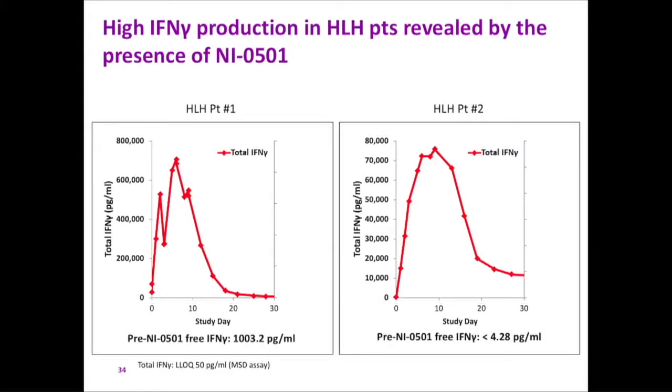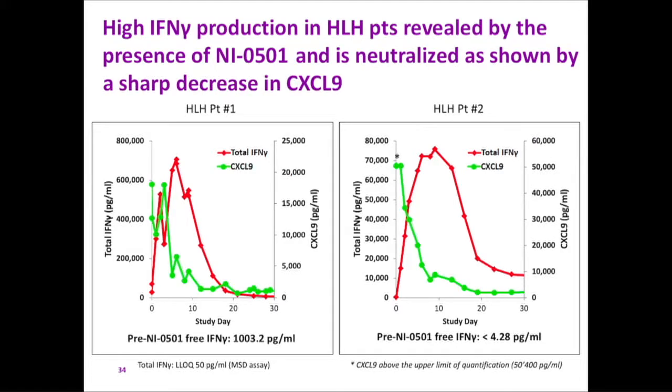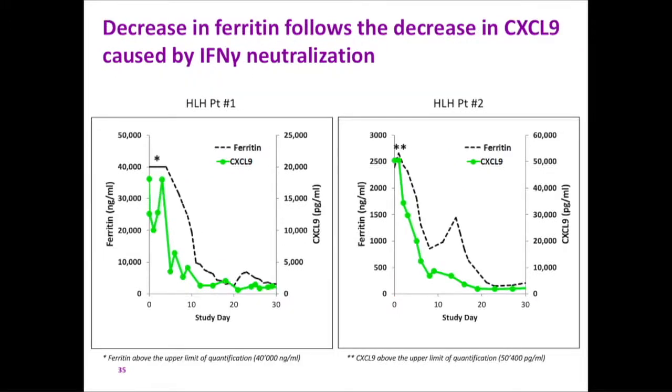And this is what happens in two patients, for example. You give the antibody. In the patient on your left, gamma was high, close to 1,000. In the second one it was undetectable. You give the antibody and the total gamma rises, in the first case to hundreds of thousands of picogram/mL. In the second one, we're talking about dozens. If you look at CXCL9, this interferon gamma is actually neutralized because CXCL9 goes down. And therefore, the total gamma, which is bound to the antibody, is not biologically active. This is also reflected by the fact that ferritin goes down as well, paralleling the decrease in CXCL9.